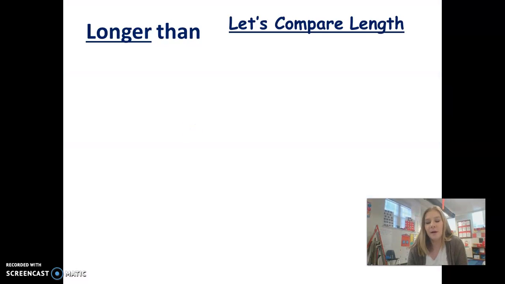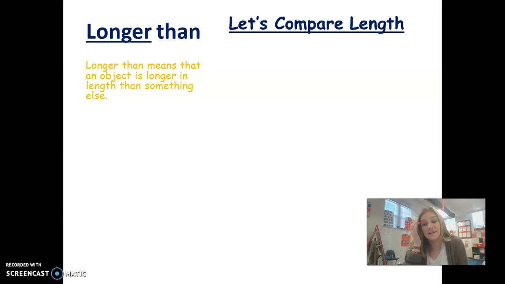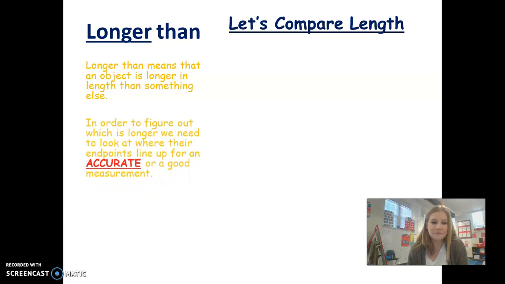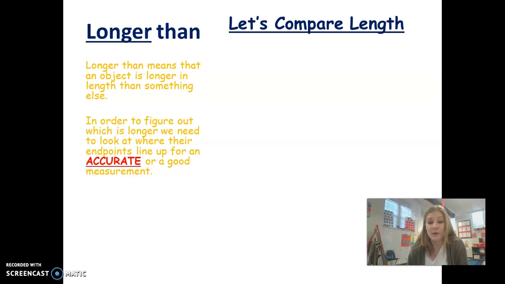So let's talk about what longer than means first. Longer than means that an object is longer in length than something else. But how do I know if it's going to be a good measurement? How do I really know if something is longer or shorter than the other? In order for us to figure out which object is going to be longer or shorter than something else, we need to look at where their endpoints line up for an accurate or a good measurement. And we will talk about what endpoints mean in a moment.